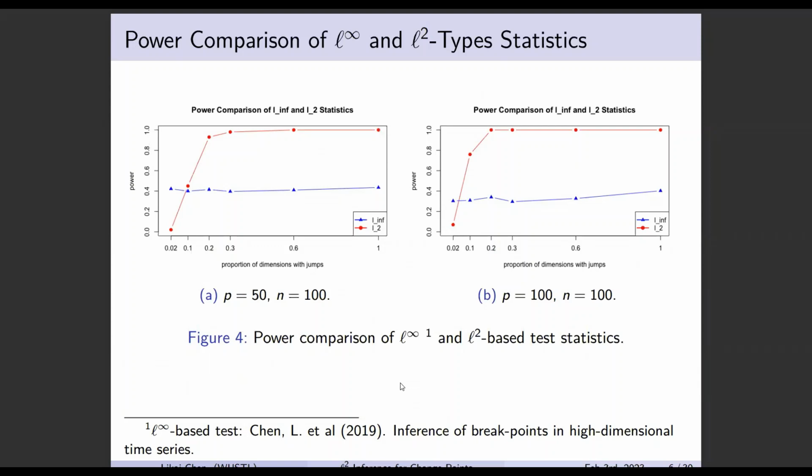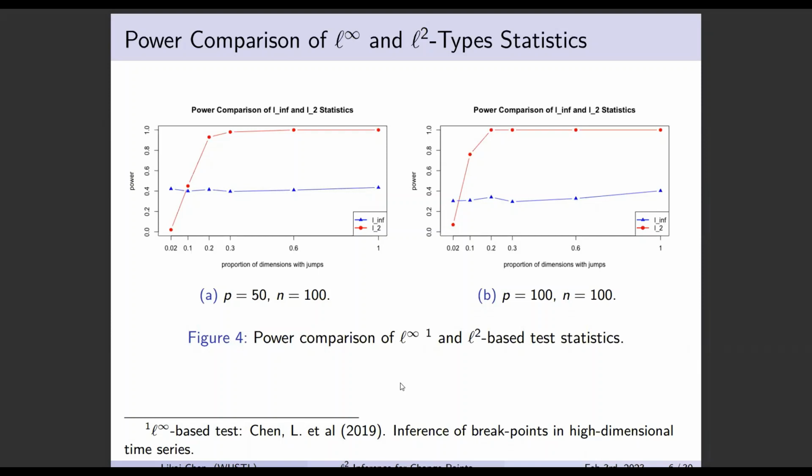So L2 is to say that we consider the square and take the summation over all the coordinates. The first picture corresponds to P equals 50. The second picture is P equals 100. The blue line corresponds to the power of the test statistic based on the L infinity norm. L infinity norm is to say, to aggregate the information across different locations, we look at the maximum. So essentially, we look at the largest difference. And L2 is to say that we look at the square summation.